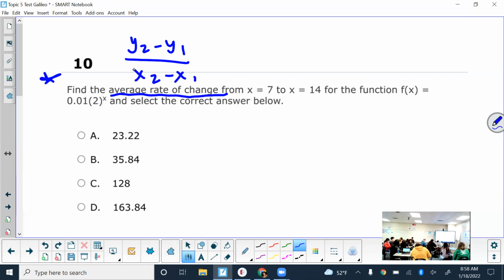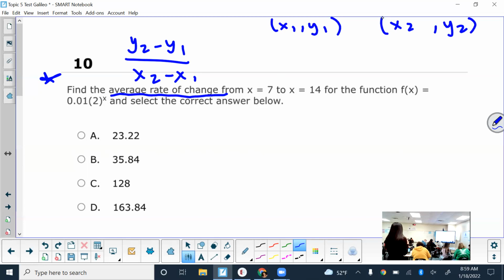Good. So if you don't know it or have it written on your pink paper yet, then probably write it down now. Average rate of change is y2 minus y1 over x2 minus x1. And to use this formula, which we have used like dozens of times, you should know that you need two coordinates. You need an x1, y1, and an x2, y2.